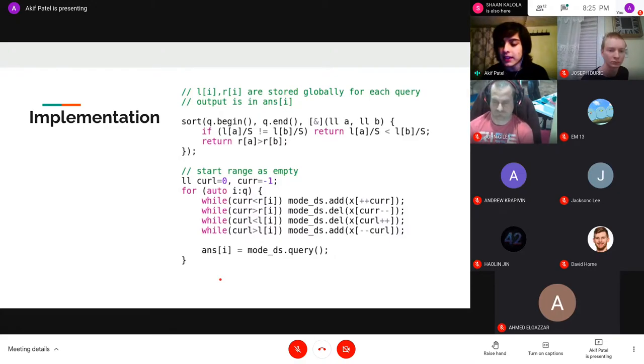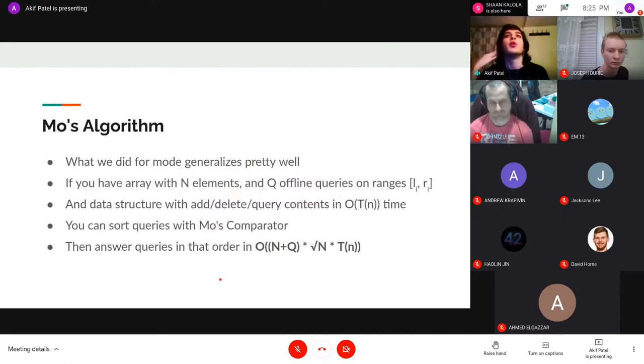Okay, let's move on. So this was for the mode problem. As you probably can see, this has nothing very specific to do with the mode problem itself, and it generalizes very easily to a huge set of problems.